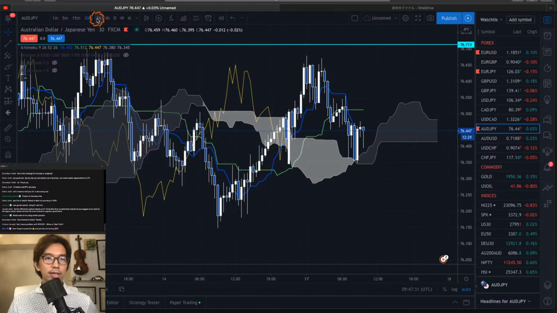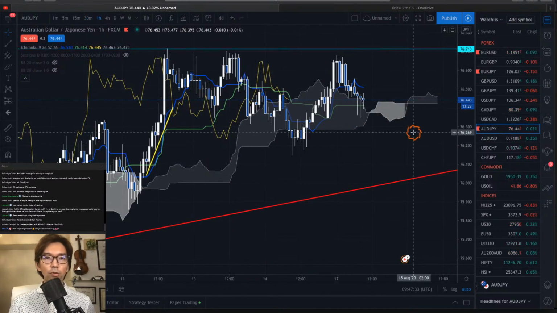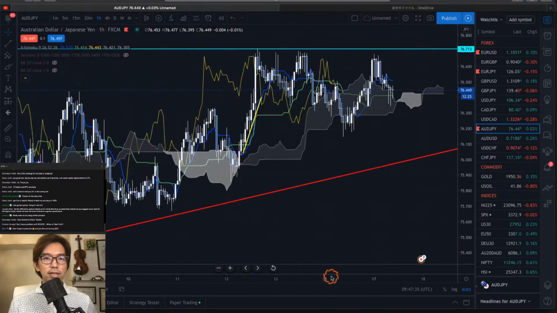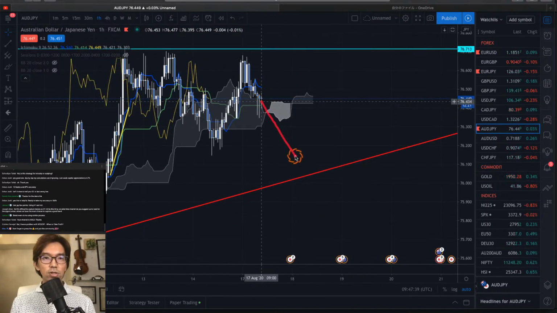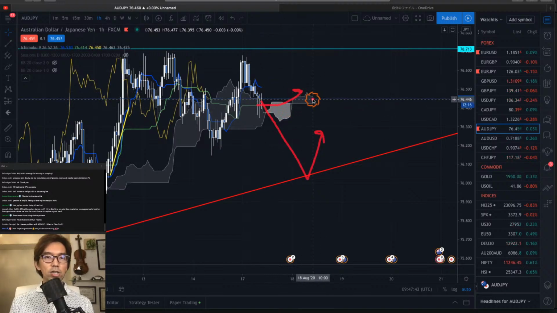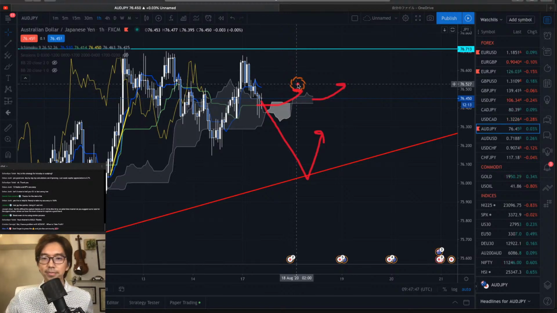So yeah, I will wait until price either comes down to this level and bounces off, or I will wait until Kijun-sen goes up and Kumo goes up to look for the buy chance afterwards. Yeah, that's it.